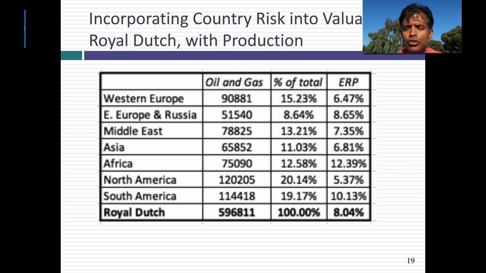But if you're a natural resource company or a big manufacturing company, you could argue that your risk comes from where you do your production. So for Royal Dutch, for instance, I estimate an equity risk premium by looking at the oil and gas production they have by regions of the world. Again, I break it down by percent. I take a weighted average equity risk premium. The weighted average equity risk premium I have for Royal Dutch, even though it's a UK company, is 8.04%. Emerging market levels because it gets so much of its oil in the riskiest parts of the world.